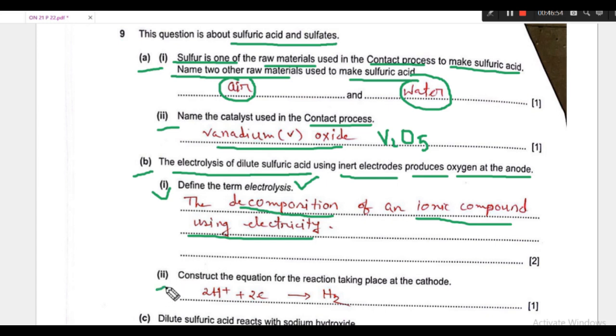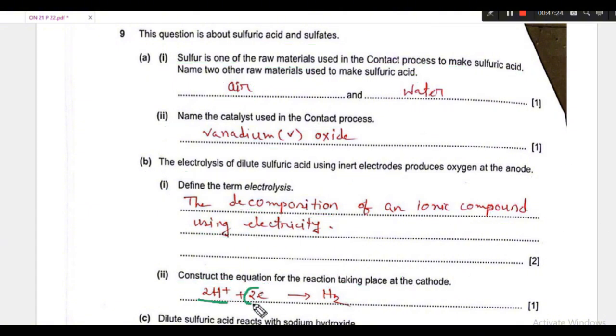And number 2, construct the equation for the reaction that takes place at the cathode. And you know, at the cathode a reduction reaction occurs. 2 hydrogen ions gain 2 electrons to produce hydrogen gas. This is a reduction reaction because the hydrogen ion gains electrons. This is the cathode reaction, as at the cathode reduction occurs.